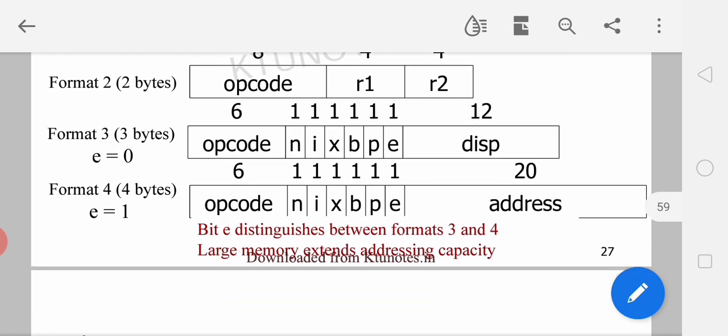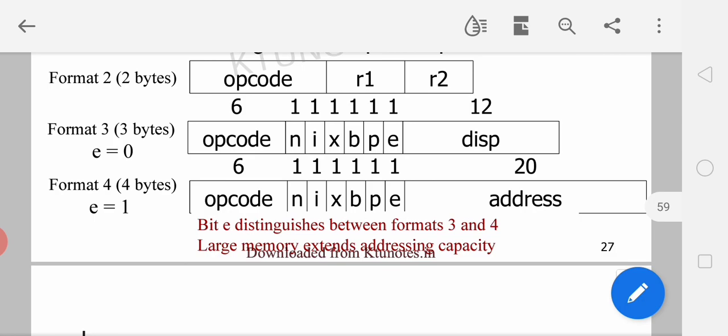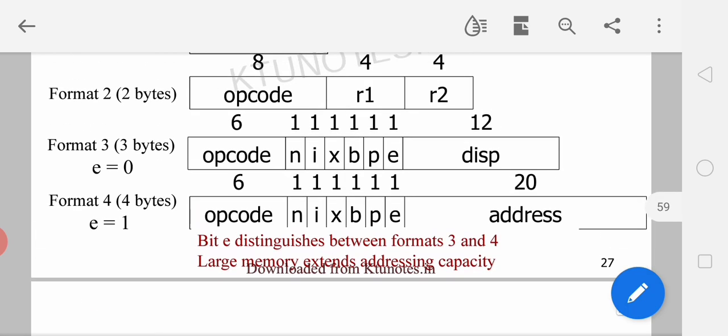Okay, then format 3: 6 bits are used for storing the opcode, and then 1 bit each is used for indicating different types of addressing. Which are they? We use N, I, X, B, P, E. N stands for indirect addressing, I stands for immediate addressing, X stands for indexed addressing, B stands for base register, and P stands for program counter. And E is a unique value which indicates whether it is format 3 or format 4.